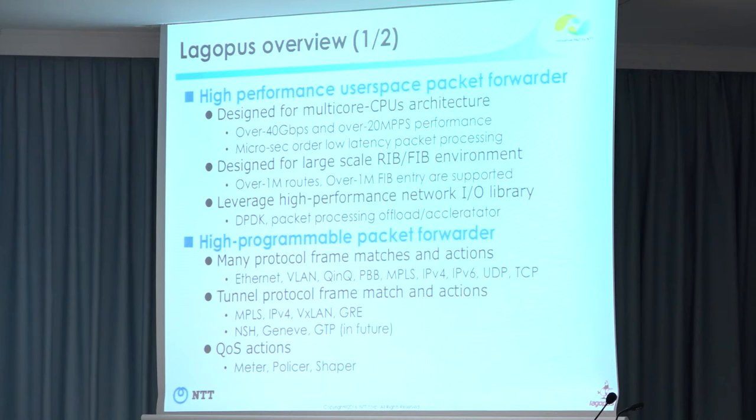I'm in a network carrier research lab, and we try to support a large-scale FIB and RIB environment. Especially in our use cases, we need more than 1 mega flow routes and more than 1 mega FIB entries. And also, we can replace our high-performance network I/O library. So recently, DPDK is a very famous I/O library, but we can replace it with another library. Of course, we can handle some hardware flow to get more performance.